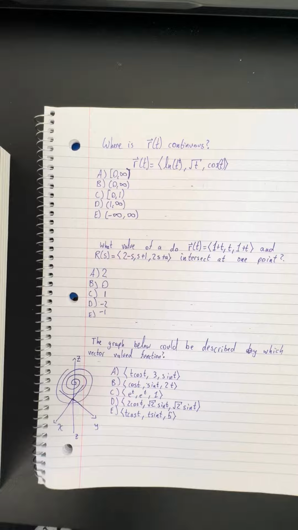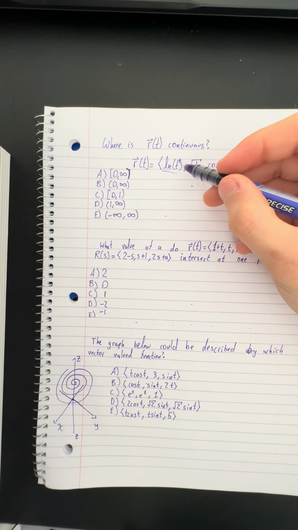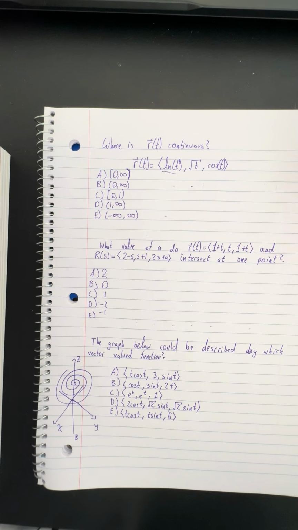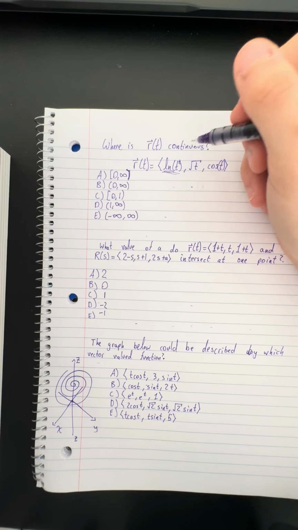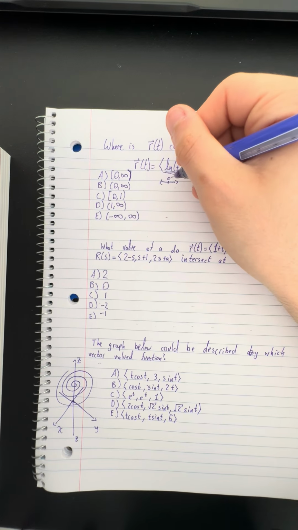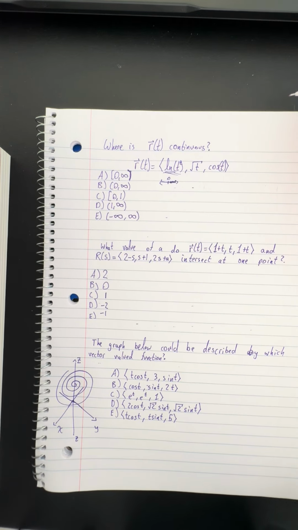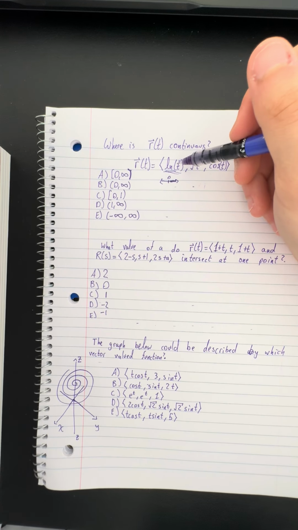Okay. So this first question is from Spring 2024, Exam 1, Question 2. That's just, where is this continuous? This is ln of t squared. That doesn't really change anything though. So if we look at ln of t, this function itself takes in anything that's greater than 0. So anything that's here, okay? This whole function doesn't include 0 because this can't take 0.